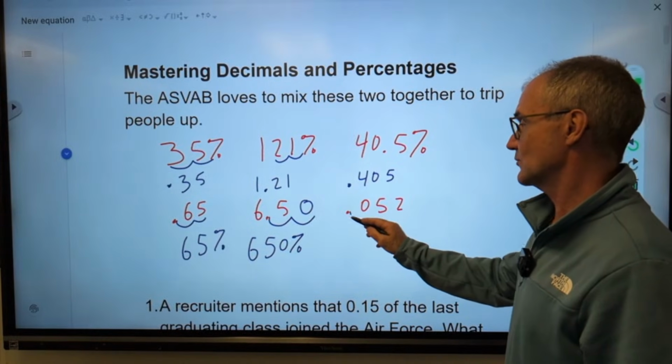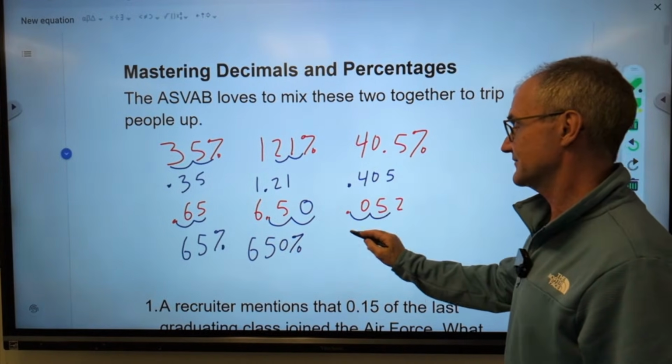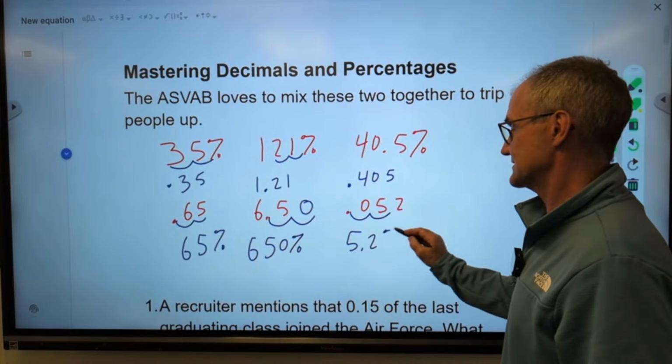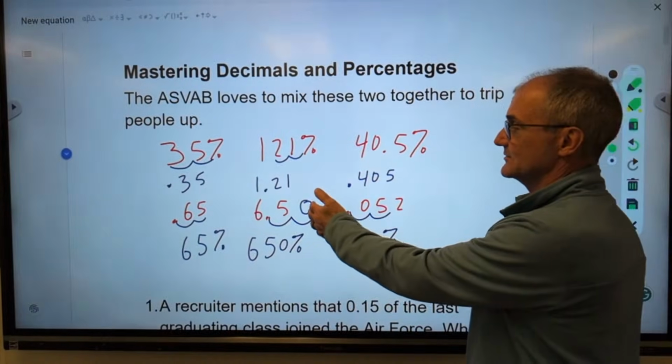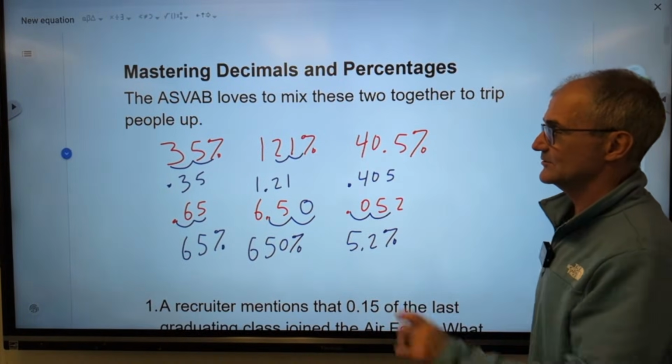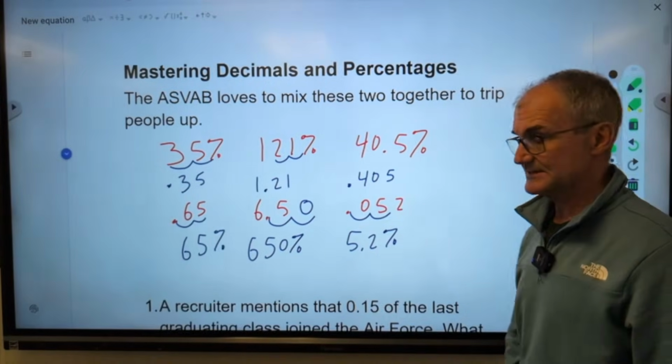Right here, I'm going to go over 1, 2 to get 5.2%. So that's how I remember to go from percent to decimal, decimal to percent. You're always moving over a couple of places.